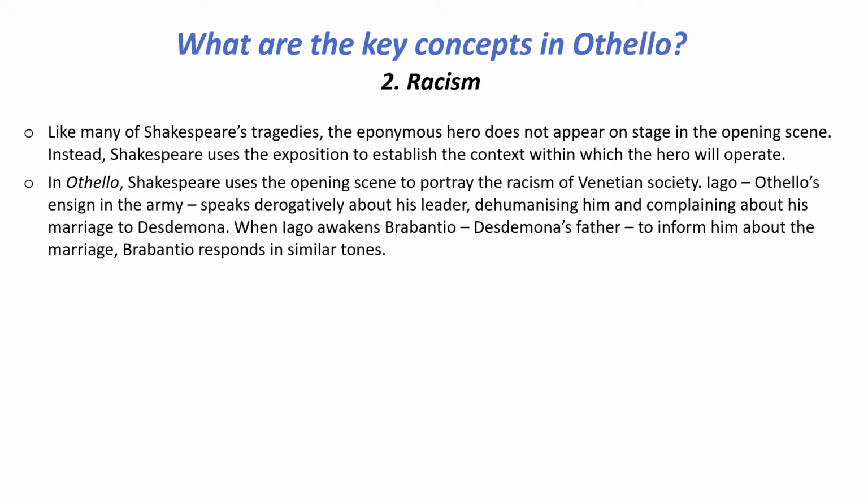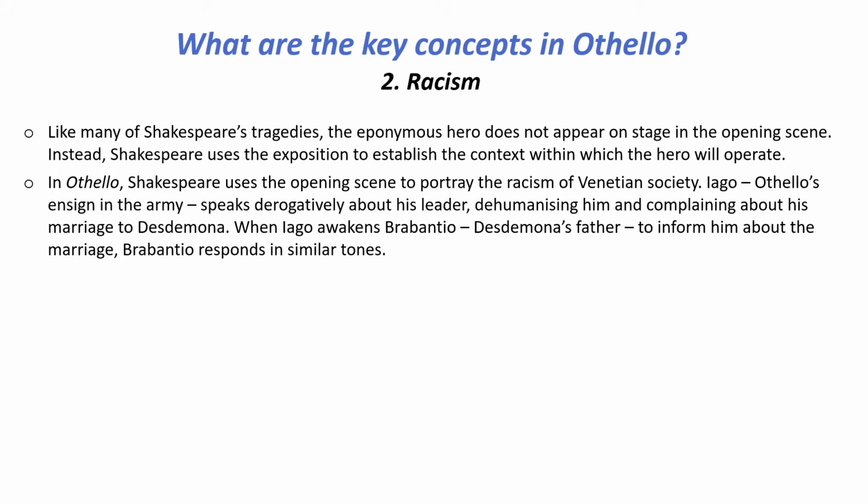So the first characters who come on stage are Iago and Rodrigo. Now, Iago is Othello's ensign, his servant in the army, and he speaks very derogatively about his leader. He dehumanises him and he complains about Othello's marriage to Desdemona. And what we learn very quickly in this opening scene is that Iago's problem with the marriage is that Othello is black and Desdemona is white, and they've eloped together.